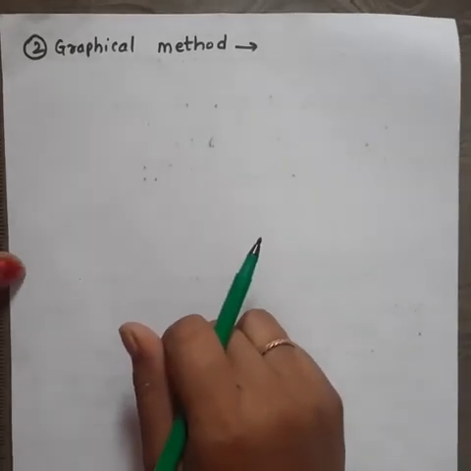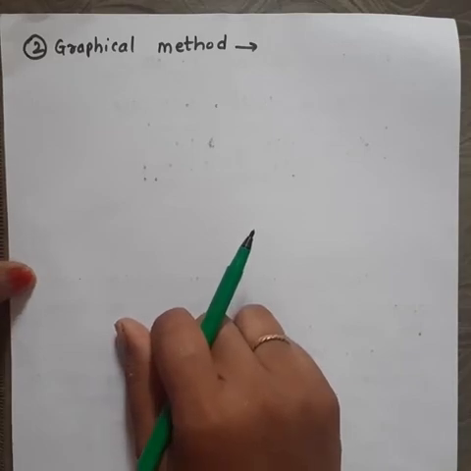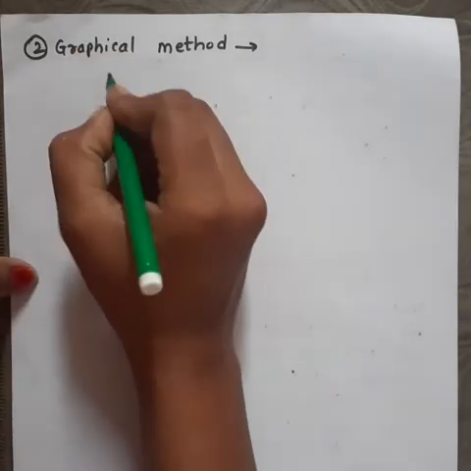Good morning students. In the last lecture we have studied the different methods to determine the order of a reaction. In that we have studied the first method, that is the integrated rate law method. In this lecture we will study the second method, that is the graphical method.